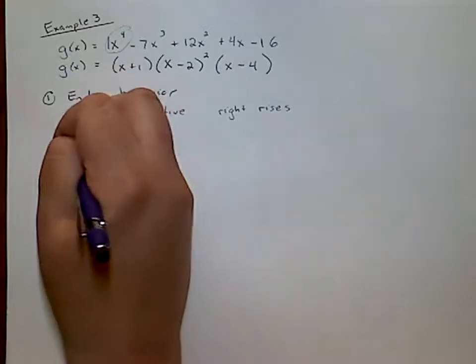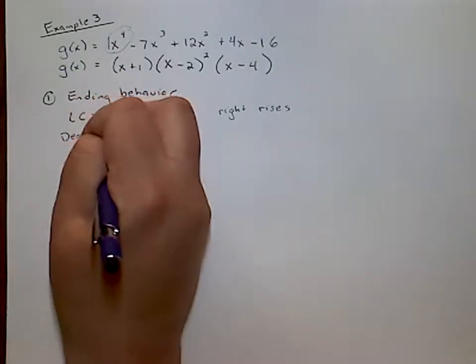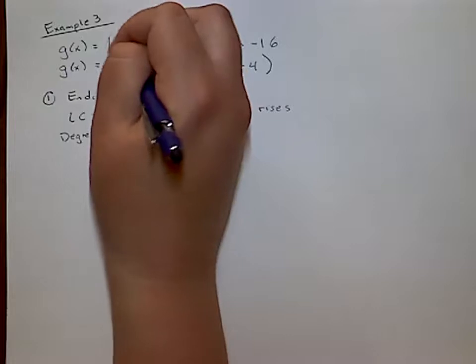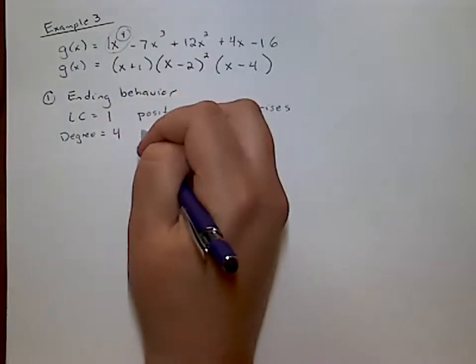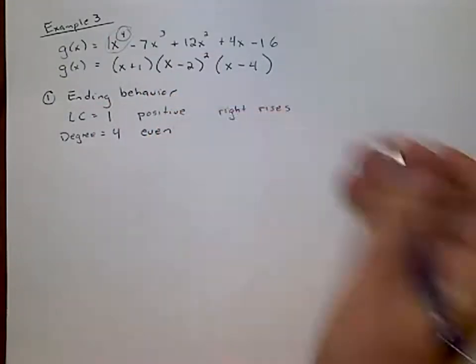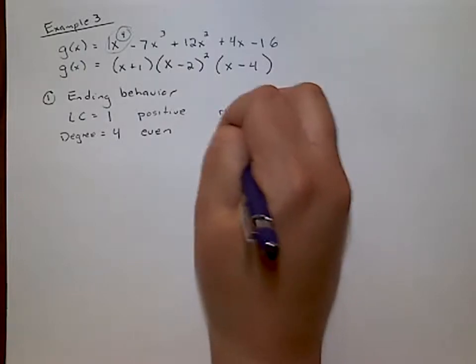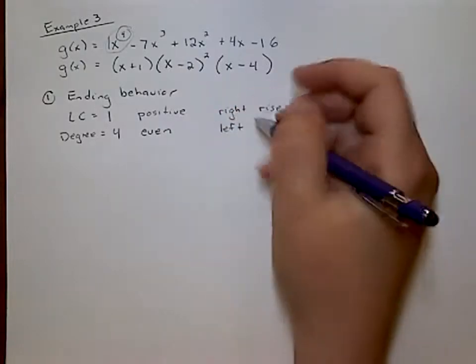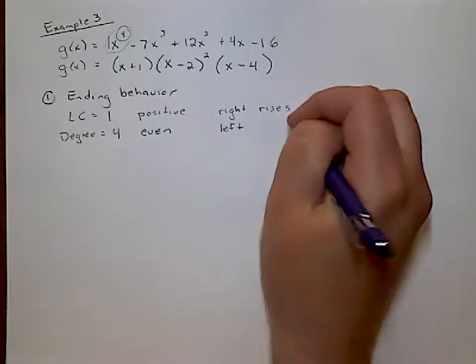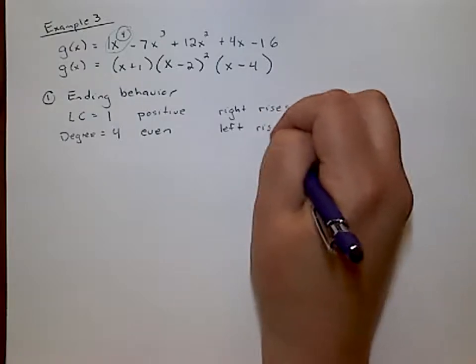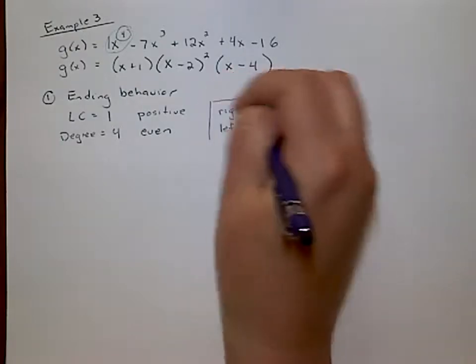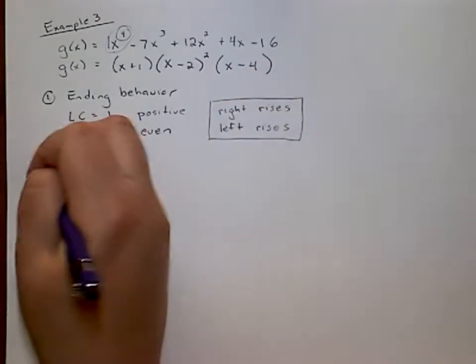Then we look at the degree, and we have to look at the original polynomial for that. We have a degree of 4. 4 is an even number. So that means that our left side is going to do the same thing as the right side. So our right side rises, so our left side rises. That is our ending behavior.